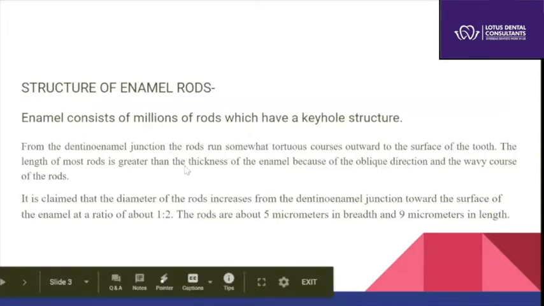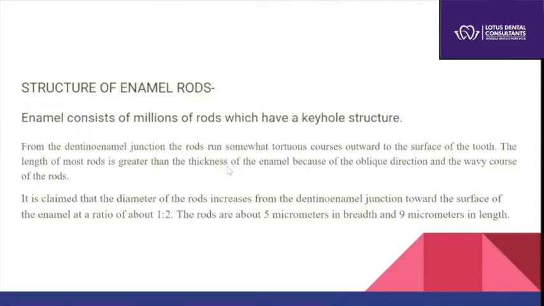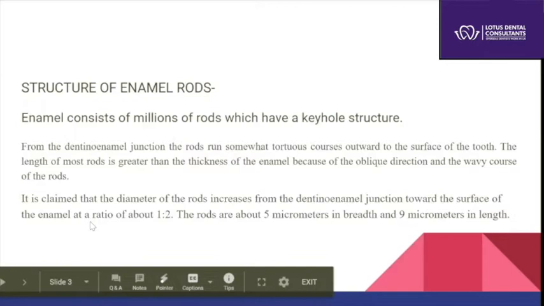So is it important that they're oblique in direction? Yes, there is a reason why they are oblique in direction: to increase the stress-bearing capacity of the enamel, right? Because enamel bears a lot of masticatory load. So the direction of the rods being oblique is better for enamel to bear the masticatory load. Clear?